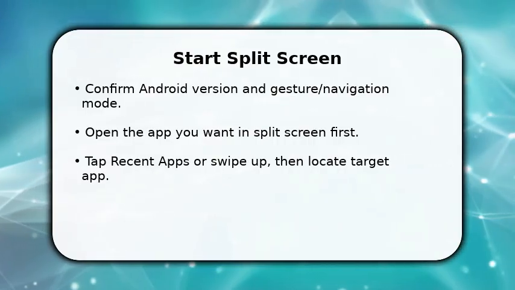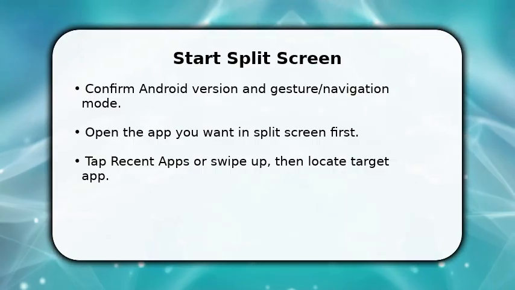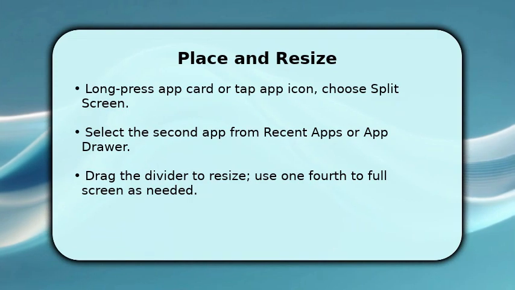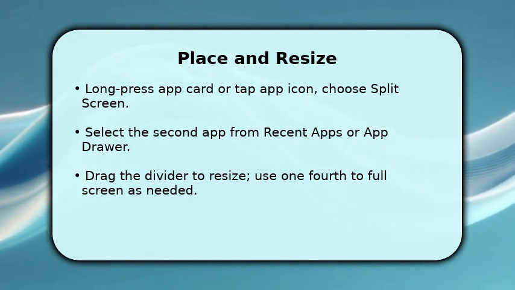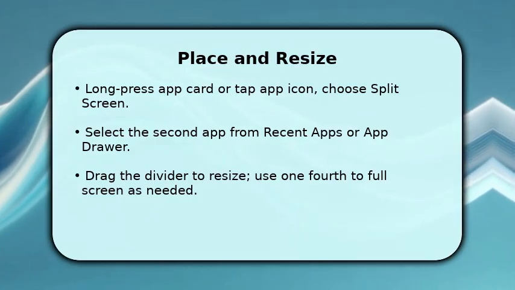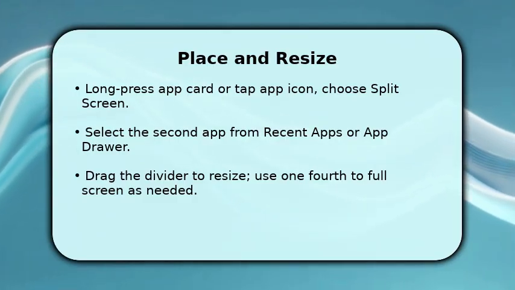Now locate the app card you opened, because the next step is to pin it into split mode using the overflow or long press action. Now you place the second app and adjust the layout. After triggering split screen on the first app, select the second app from Recent Apps or the home screen to occupy the other half. This is how you run two apps simultaneously.